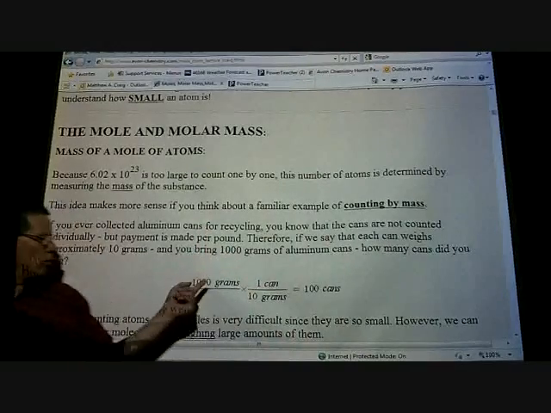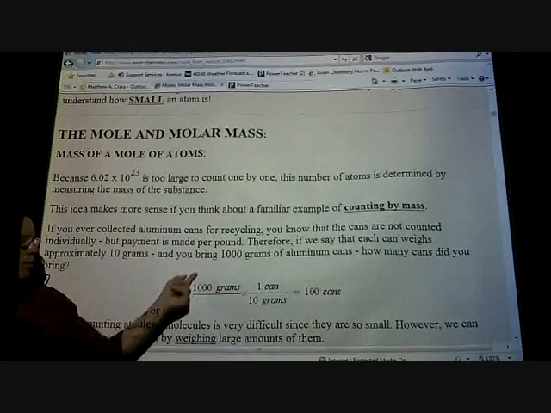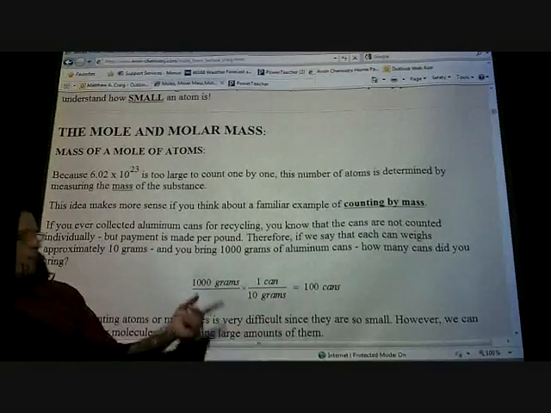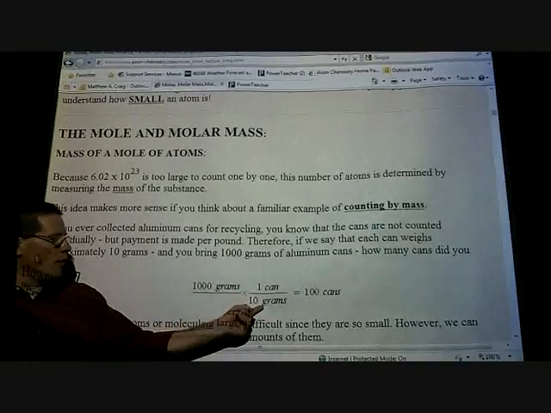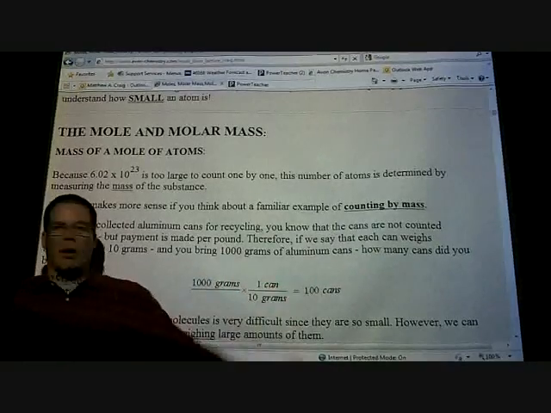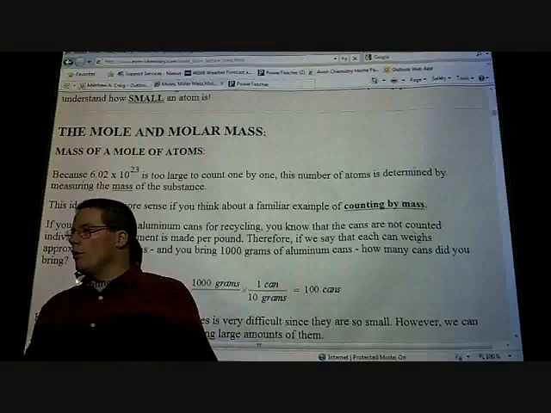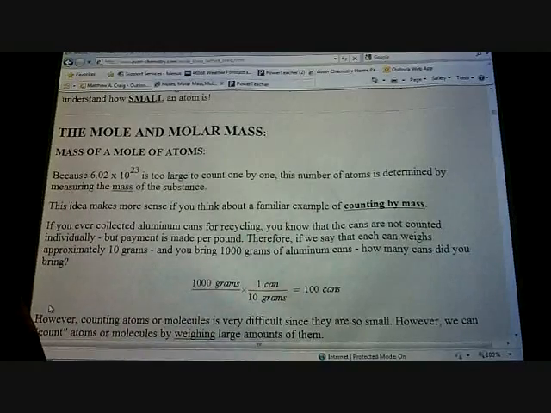Yeah. So you just take the mass that you know, and then it's just factor labeling. We take the mass that we know, divide it by the mass per can, and that'll tell us how many cans we have. That's what we're going to do with atoms. That's essentially what we're doing today, which isn't too bad.